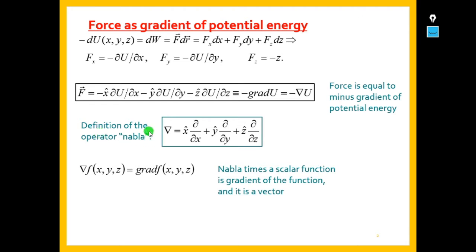Next, moving on, the definition of the operator nabla or gradient is equal to unit vector x into dou by dou x plus unit vector y into dou by dou y plus unit vector z into dou by dou z. So this is the operator nabla, or gradient. So nabla of f of x, y, z is nothing but grad of f of x, y, z. Nabla acting on a scalar function is nothing but the gradient of the same function, which is a vector.